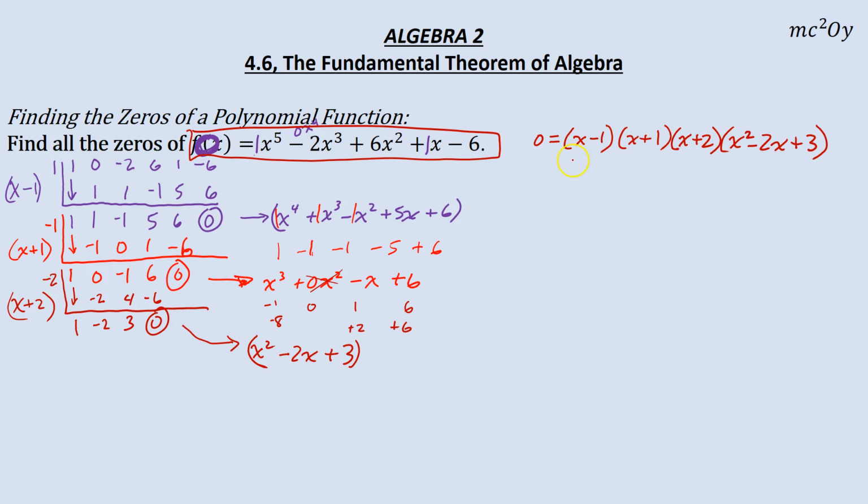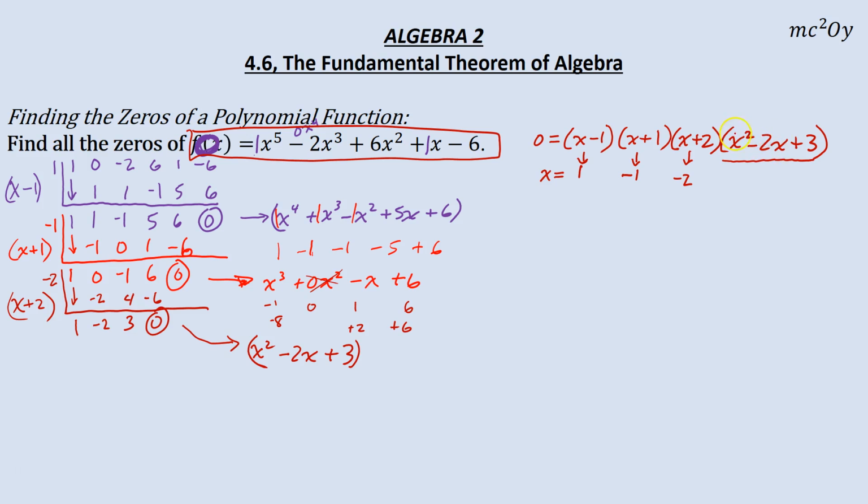This piece right here is going to give us a solution of x equals 1. Okay, we knew that from right here. This part gives us a solution of x equals -1. This part gives us a solution of x equals -2. This part, we try to factor: two things that multiply to make 3 and add to -2. Nothing does that. We could try using the quadratic formula or completing the square to solve it.